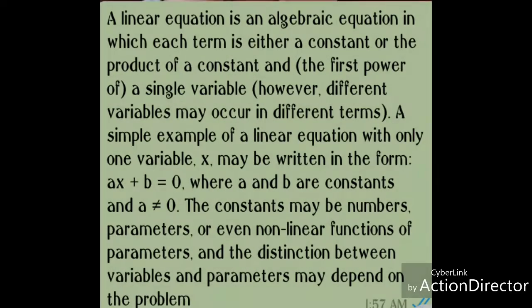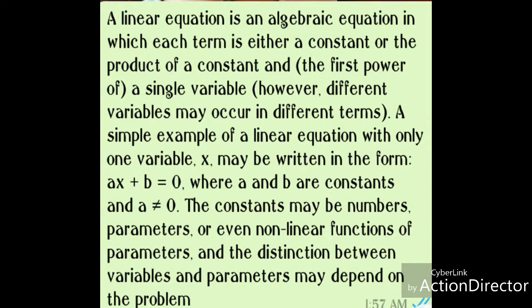A linear equation is an algebraic equation in which each term is either a constant or the product of a constant and the first power of a single variable. However, different variables may occur in different terms. A simple example of a linear equation with only one variable, x, may be written in the form ax plus b equals 0, where a and b are constants and a does not equal 0.